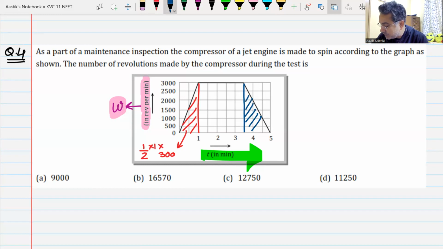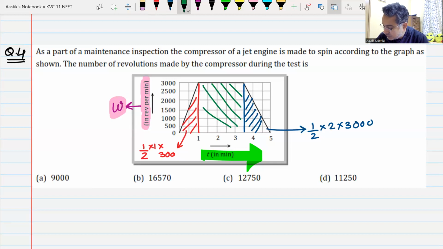Then this blue area, again this is a triangle. Can you tell me the area of this triangle? Half into base, which is 1, into 3000. Half into base 2 into 3000. That is this area. Then I just need to find out this green area, which is the area of a rectangle. How much is the area of this rectangle?